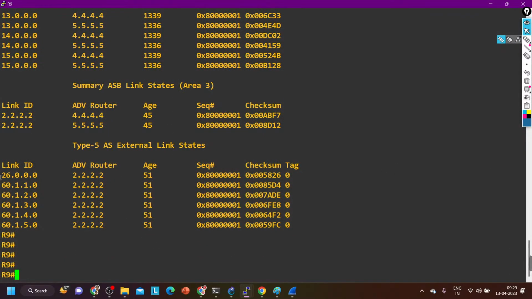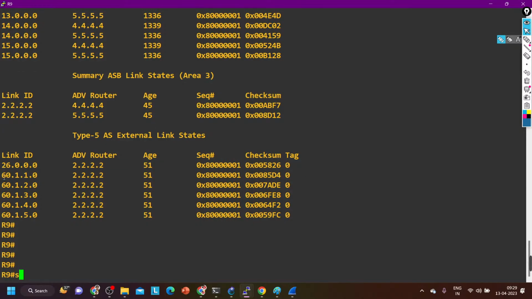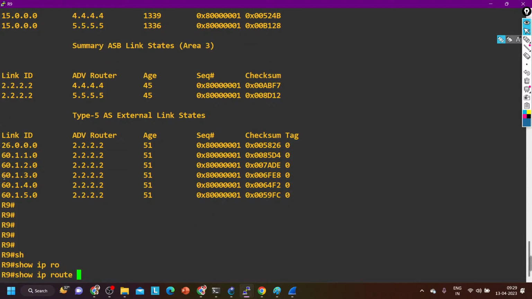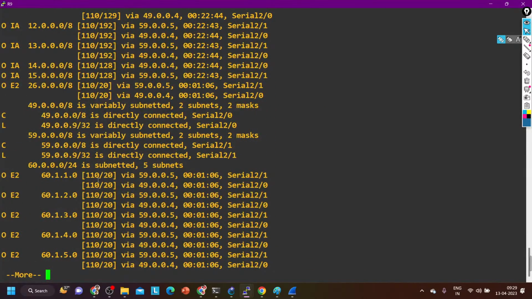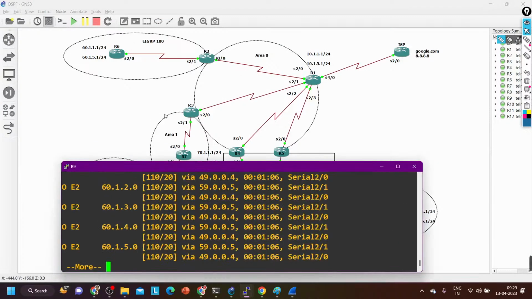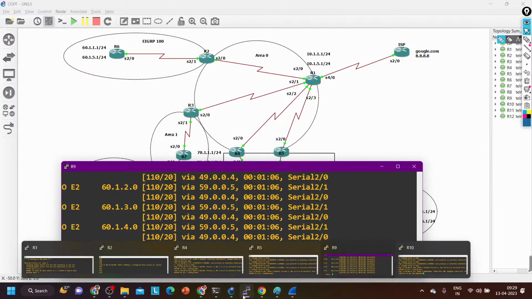And who is advertising? 2.2.2.2. Yes or no? You all know how this router will calculate the metric for this network. Yes or no? So, show IP route. See, the metric is what? 20, because I have redistributed the EIGRP prefixes in OSPF with metric type 2.